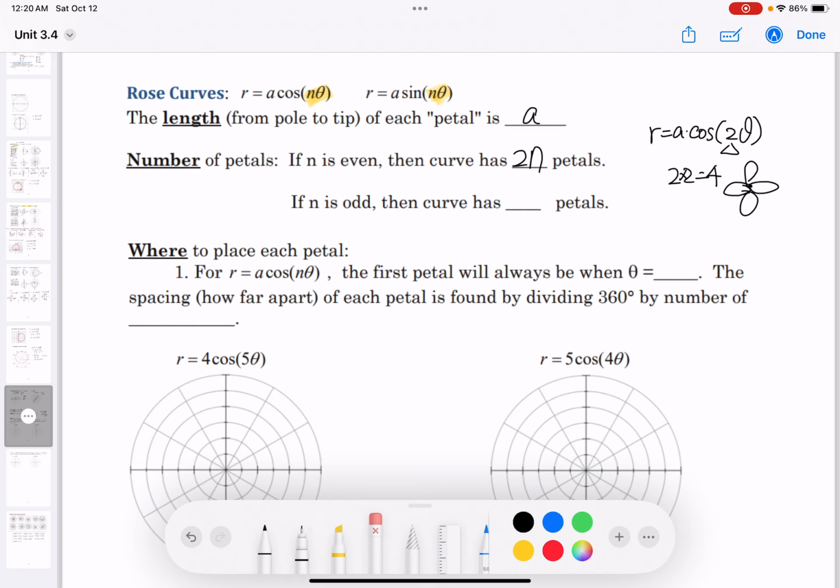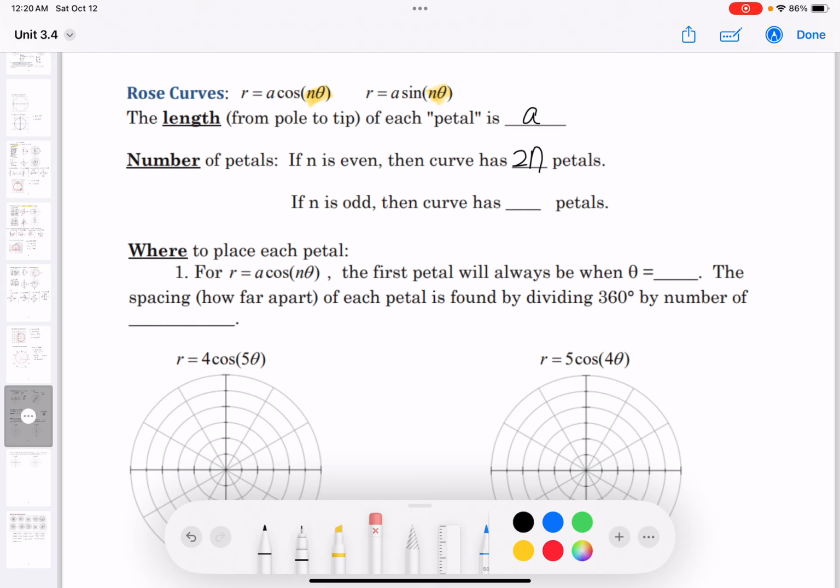And if I have n equal to 6, that means I need to double my petals. 6 is an even number, so we have 12 petals. We're having so many petals until I found 12.